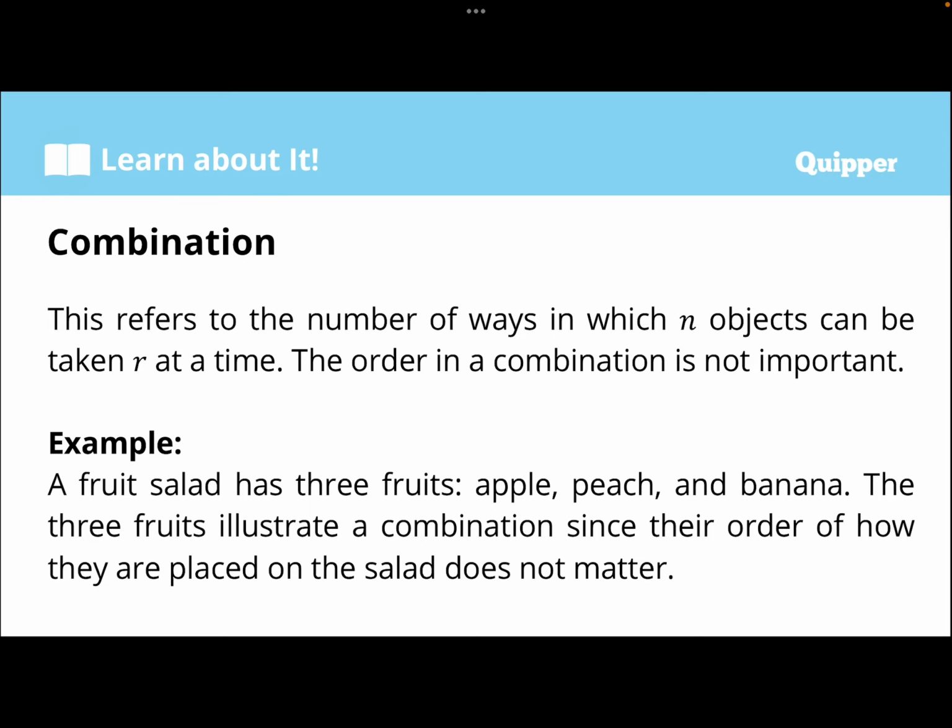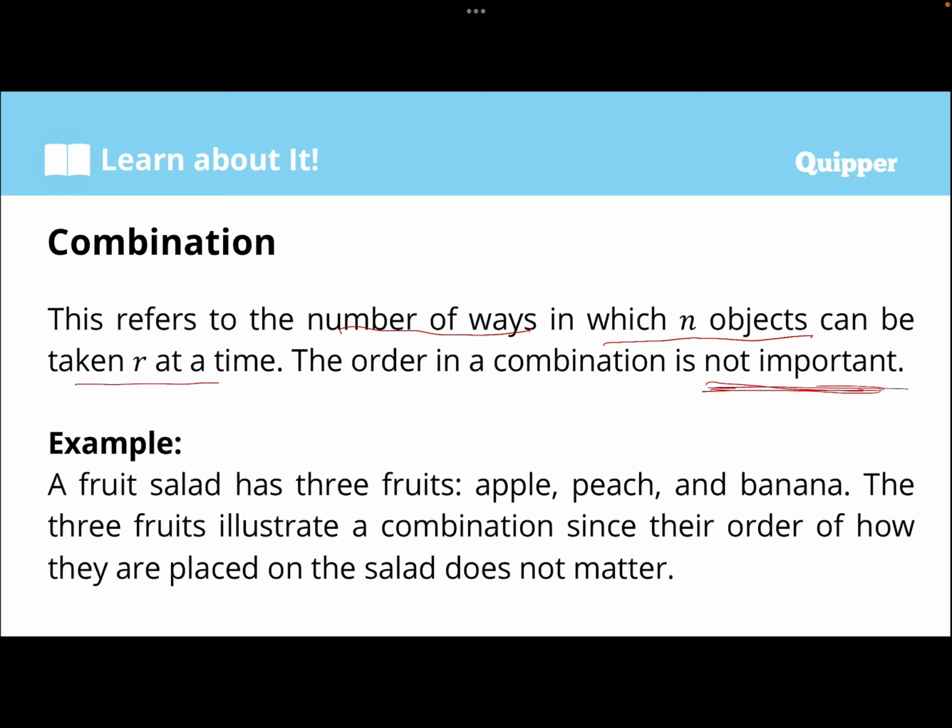Alright, first let us define combination. When we say combination, this refers to the number of ways in which n objects can be taken r at a time. So again, when we say combination, you must remember the order in a combination is not important.